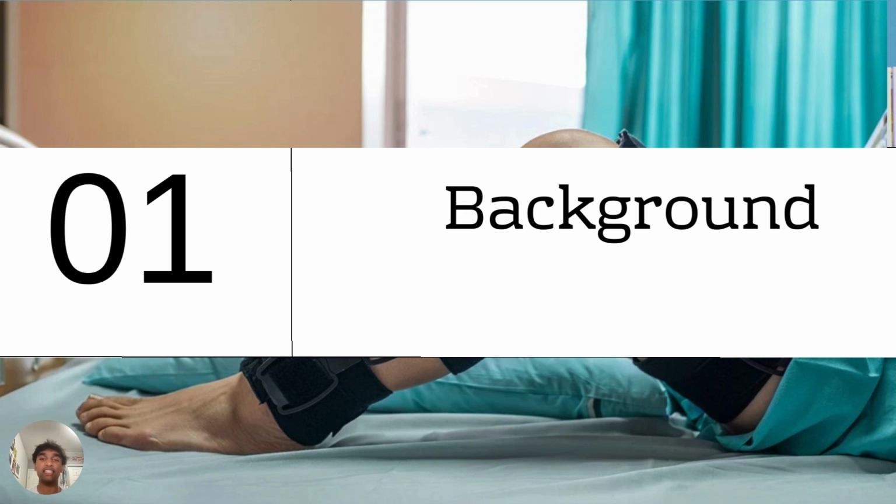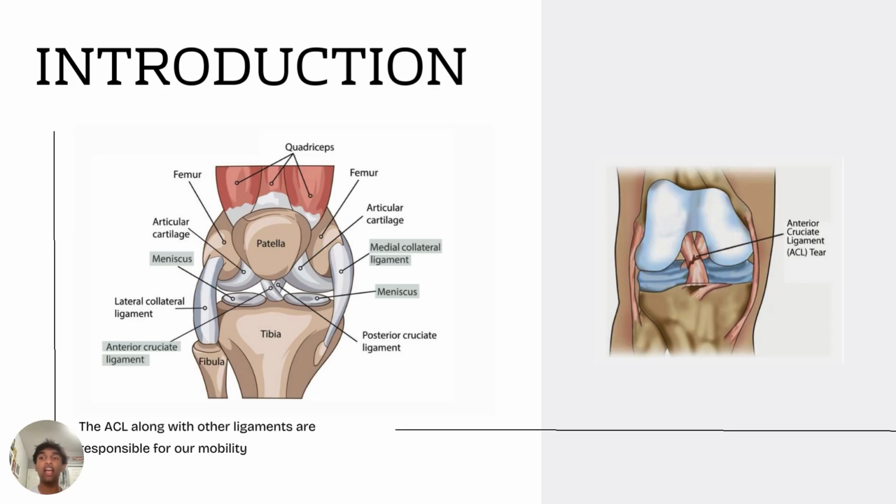Before we get talking about the ACL, let's take a step back and learn more about the knee in general. The knee is made out of many different ligaments, cartilage, tendons, and muscles, such as the meniscus, the MCL, the medial collateral ligament, and the ACL, or the anterior cruciate ligament, all who come together to give us the motion that we know in our knees.